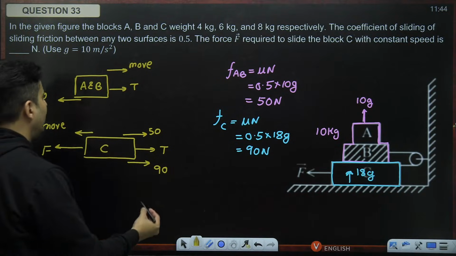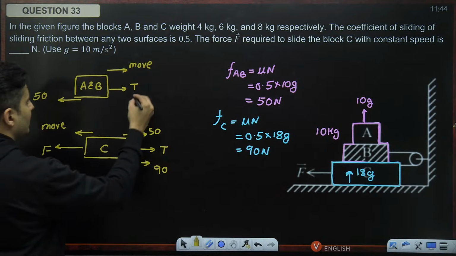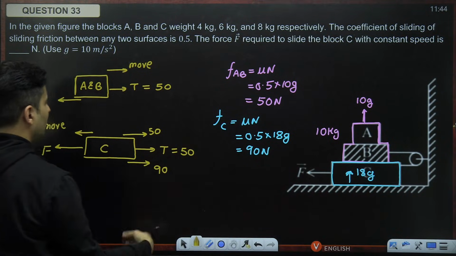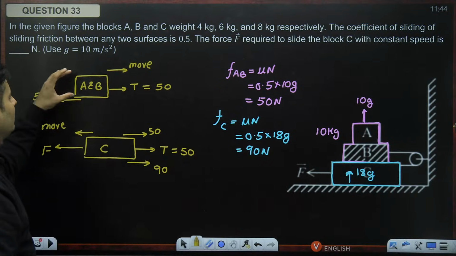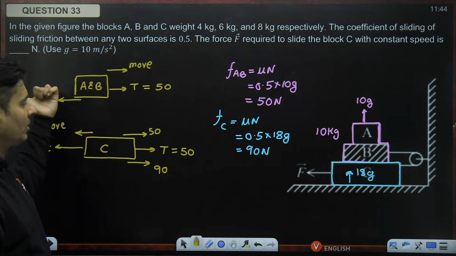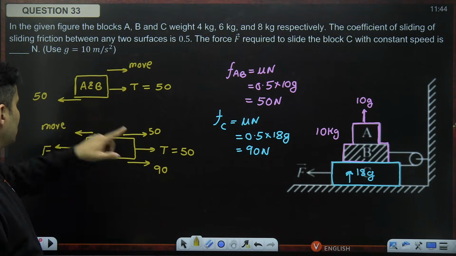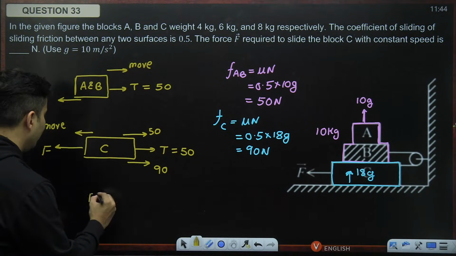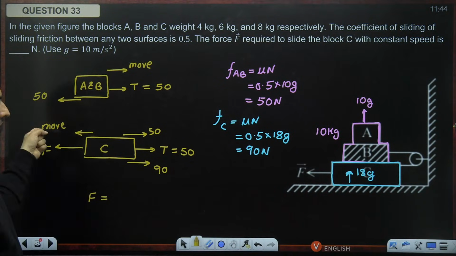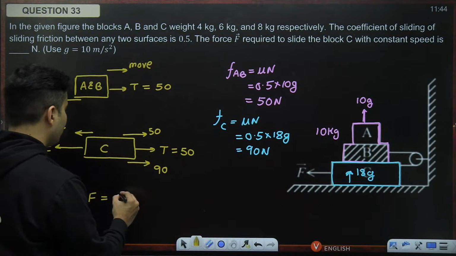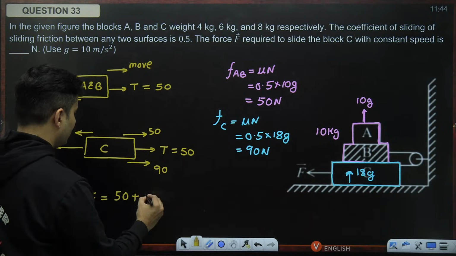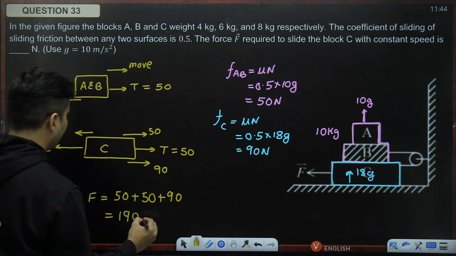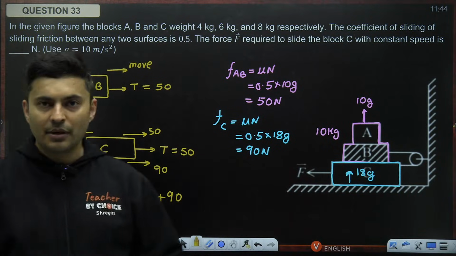Now it's just a matter of writing the equations. So in the first case, my tension will be equal to 50. So this tension will also be equal to 50, I suppose. Yeah, because if this goes like this, the friction will pull it like that. Okay, friction will oppose like this. Perfect. So tension is like that, right? So my force, which I'm trying to pull with, is not only balancing that 50 plus this tension, which is 50, plus this 90, which is basically 190 Newton. So that is the answer, 190 Newton.